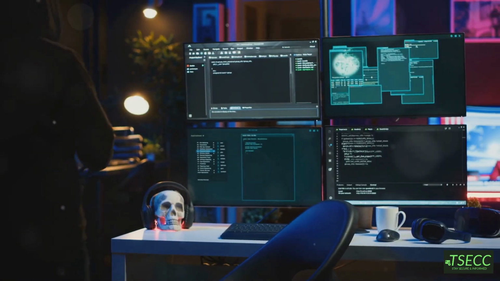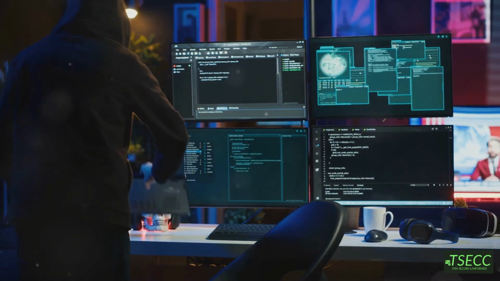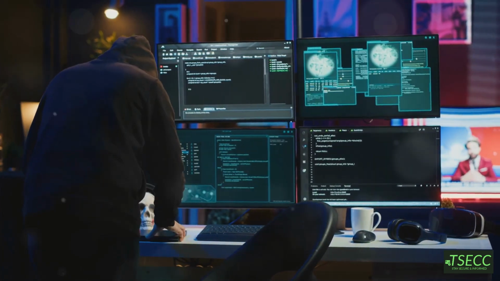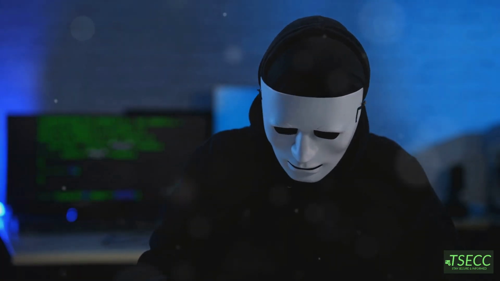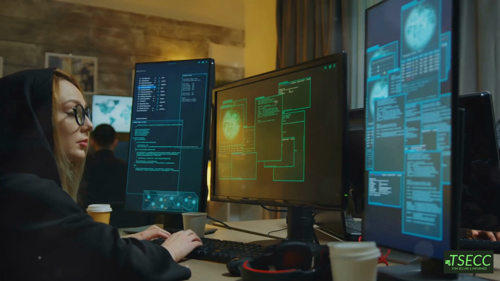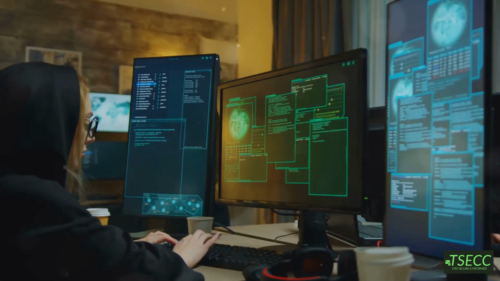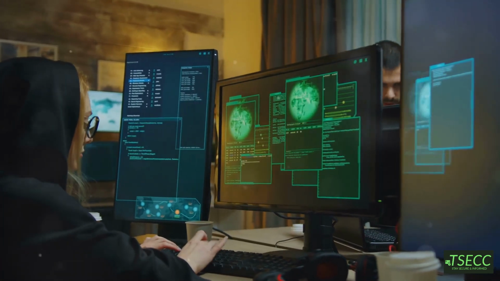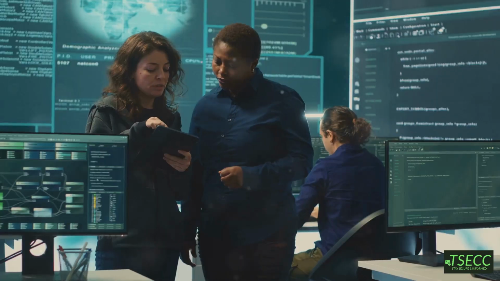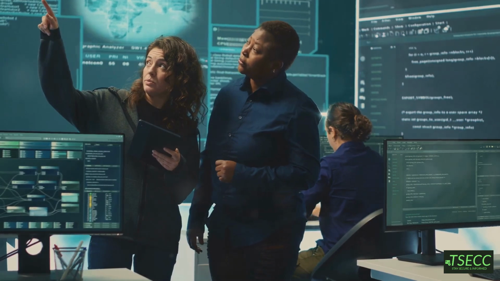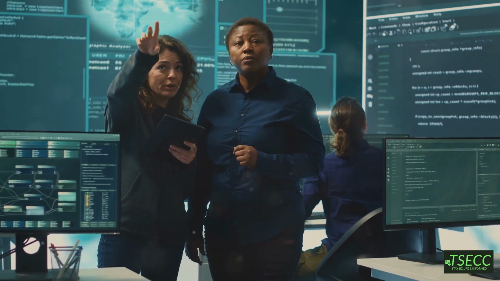Imagine a scenario where a hacker thinks they've found a vulnerability, but instead, they're led into a carefully crafted trap. They spend hours, sometimes even days, trying to exploit what they believe is a weakness. And the best part? Attackers don't even realize they're wasting time on a decoy. This can buy defenders the time they need to respond and keep the real network safe.